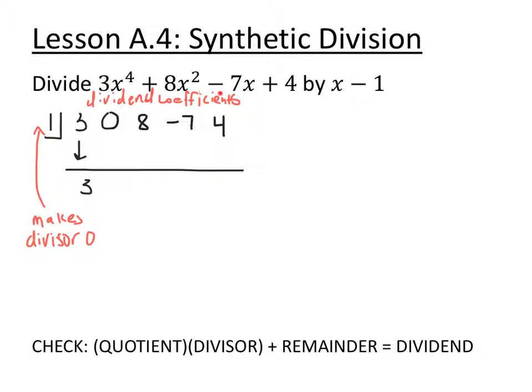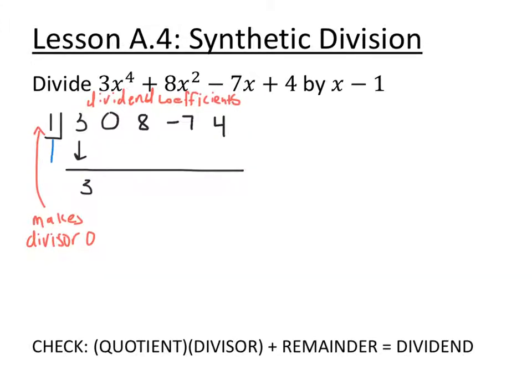And then you write out all the coefficients of your dividend, including any empty ones. We didn't have an x cubed, so we need a placeholder because we had 0x cubed. You should always have one more coefficient than your power. So if this is a power of 4, I should have 5 coefficients. You start by bringing down your first term, so you bring down your 3, and then you multiply.